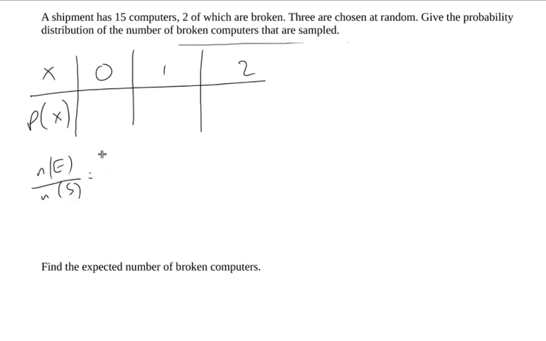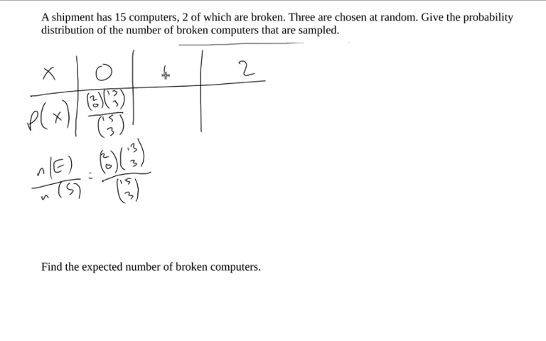So let's see, there are 2 broken computers, and I'm choosing 0 of them. I'm using combinations here because I'm just taking samples. I'm not ordering them. Let's see, there's 13 non-broken computers that I need to draw 3 from. And my denominator here is, well, 15 computers, I'm drawing 3. So this will be 2 choose 0, 13 choose 3, over 15 choose 3.